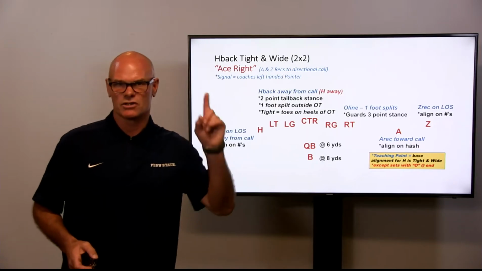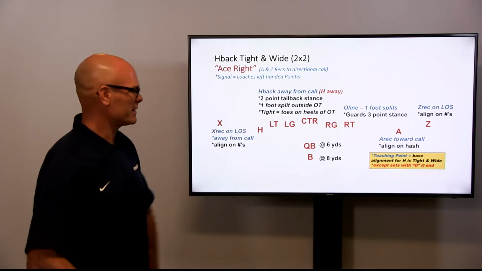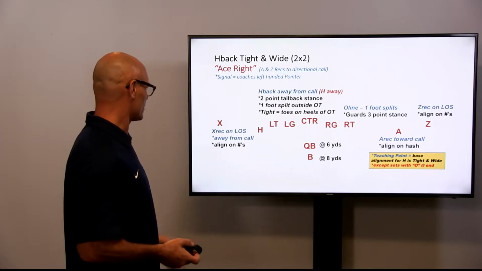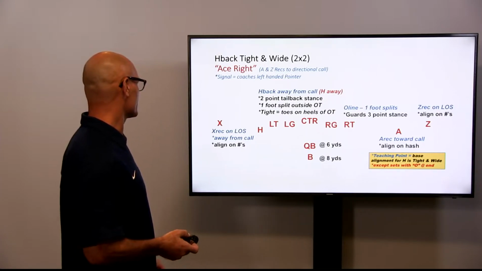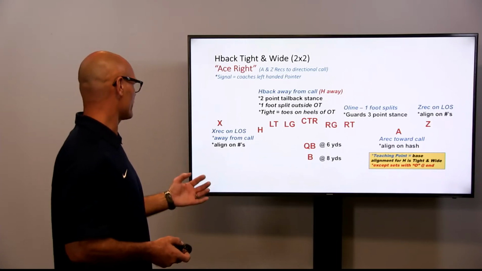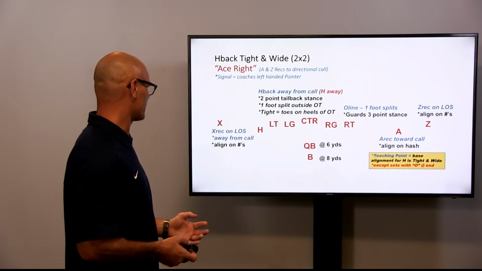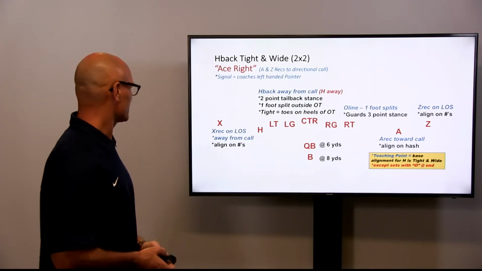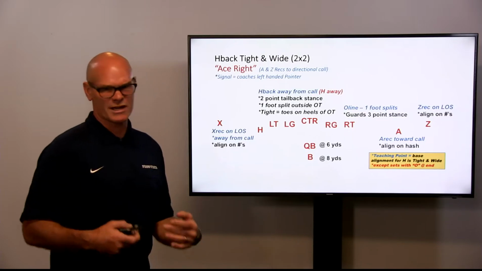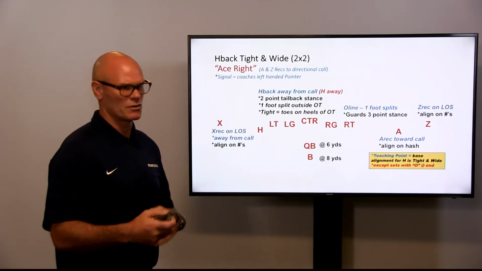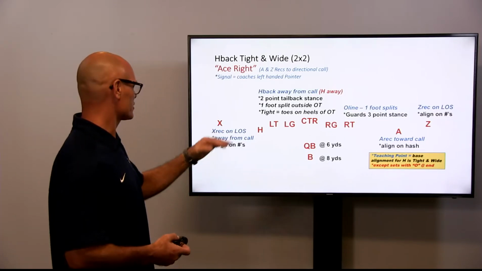When we go into ace, which is 1 finger, this is the complement to duo. We're still going to be, now it's 1 back, we're in a 2x2 set. Now the H is going to go away from the call, just like duo, it's paired with that. But now he's going to be tight and wide. This is as close as we can get to the line of scrimmage to imitate as if he was a traditional tight end.